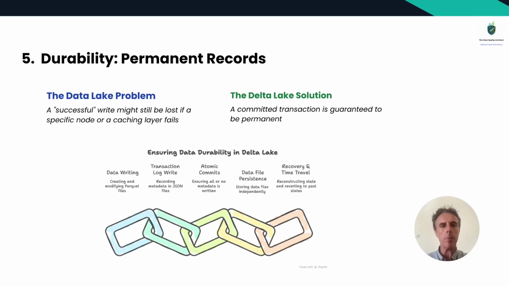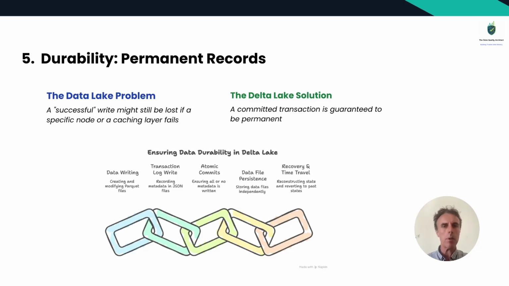So let's look at this problem scenario to demonstrate durability. In many distributed systems, a successful write might still be lost if a specific node or a caching layer fails before the data hits the physical disk. The Delta Lake solution is that once a transaction is committed to that transaction log, or that _delta_log folder on the cloud object store, it is guaranteed to be permanent. Even if the entire Databricks cluster vanishes a millisecond later, your data is safe.